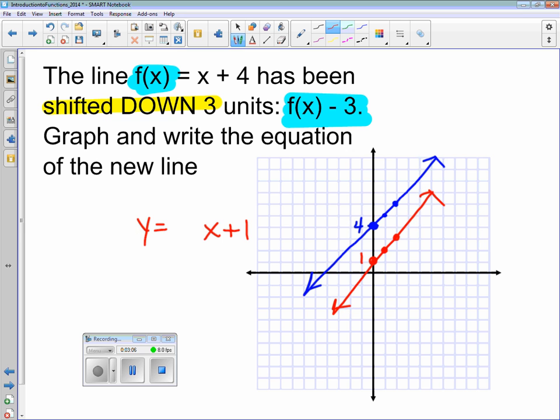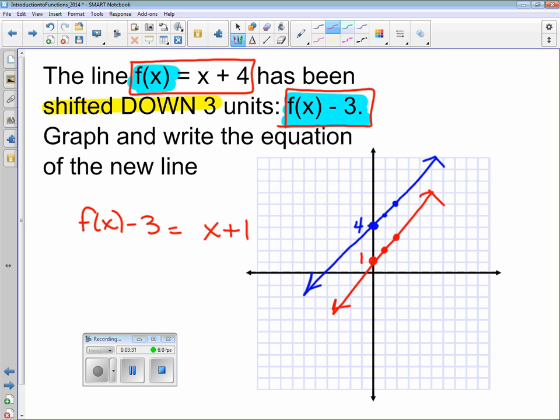I've just taken this equation and I have shifted it down 3 units. This is the notation for that. So we could say, if you wanted to, that f of x minus 3 is going to equal that. Because I've taken the original function and I've subtracted 3. I've moved it down 3. Yep, I just moved each point down.